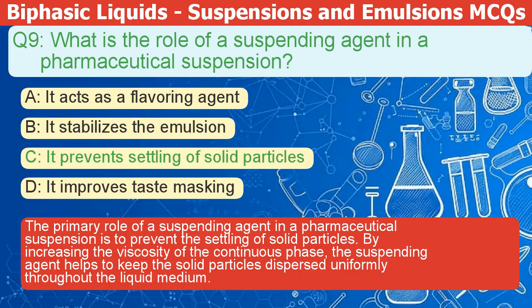The correct answer is C. The primary role of a suspending agent in a pharmaceutical suspension is to prevent the settling of solid particles. By increasing the viscosity of the continuous phase, the suspending agent helps to keep the solid particles dispersed uniformly throughout the liquid medium.